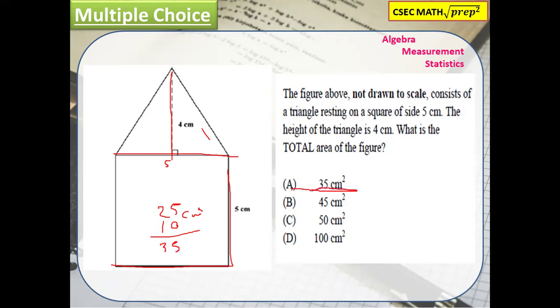By the way, for the triangle, we could also say base times height, which is 20, divided by 2, that's still 10. So 10 plus 25, our answer.